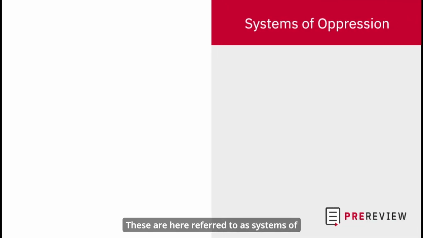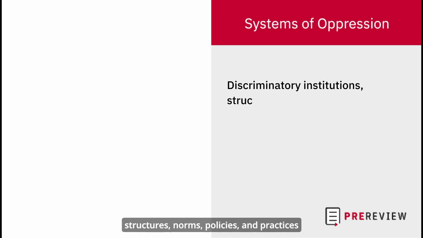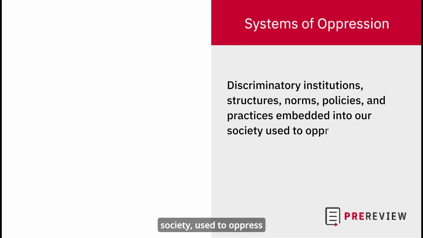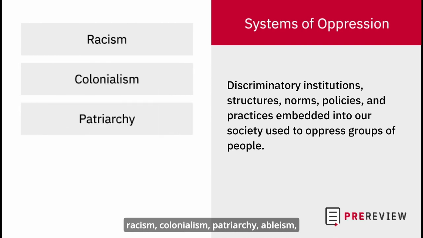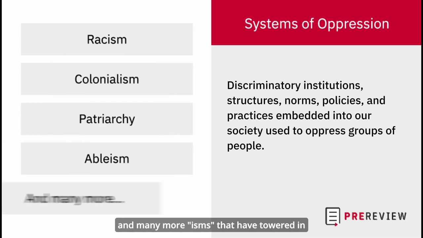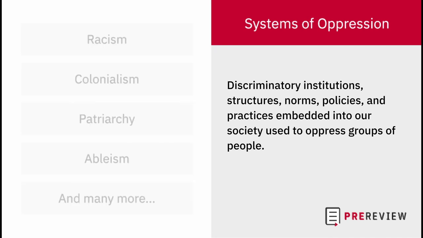These are here referred to as systems of oppression, defined as discriminatory institutions, structures, norms, policies and practices embedded into our society used to oppress groups of people. Examples of systems of oppression include racism, colonialism, patriarchy, ableism, and many, many more isms that have towered in our society for centuries.